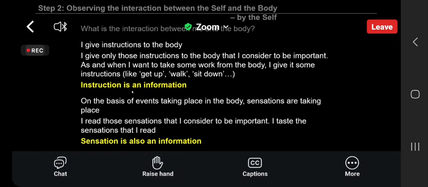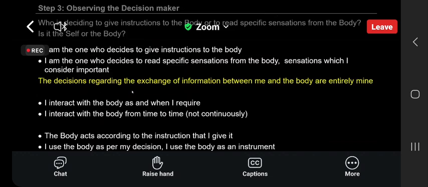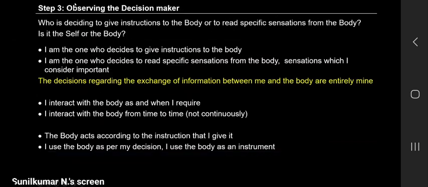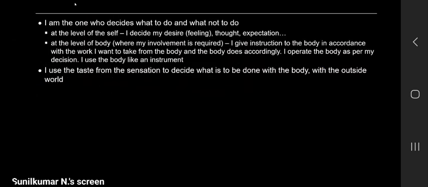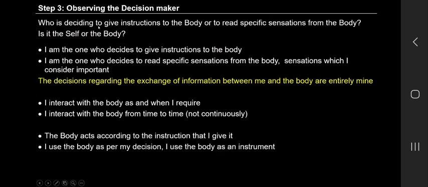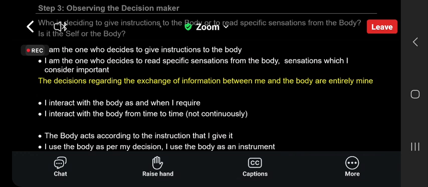Who is decision maker? So with observation we can see that we are decision maker. I am the decision maker. I am the one who decides to give instruction to the body. I am the one who decides to read specific sensations from the body. So I interact with the body as and when I require.